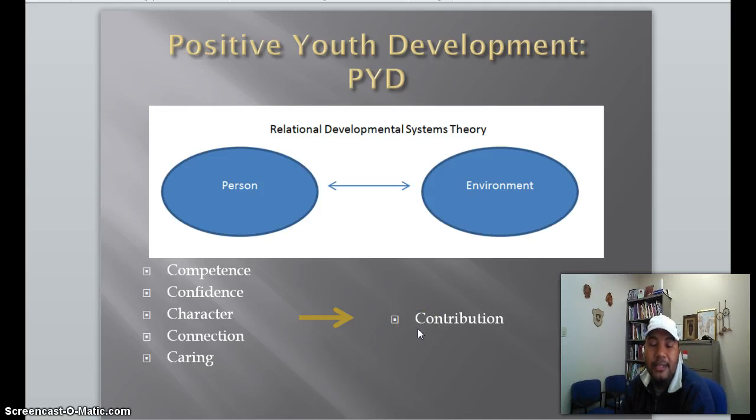Contribution is when youth use these traits that they've developed from their environment to make positive contributions to themselves. So they have to take care of themselves, their family, their community, and other social institutions. And this grew out of what's called relational developmental systems theory, which says that the course of development is regulated by person environment interactions. So, what are some environments? The family, community, school, peer context.